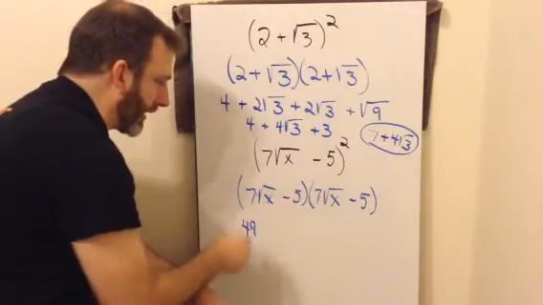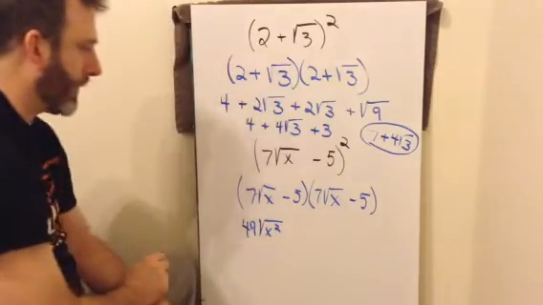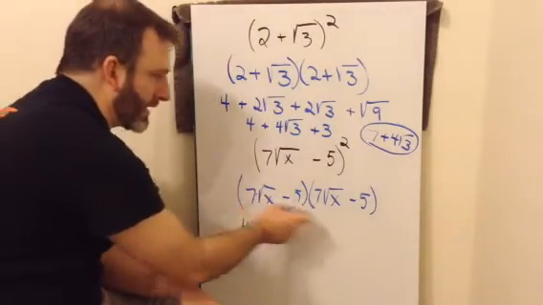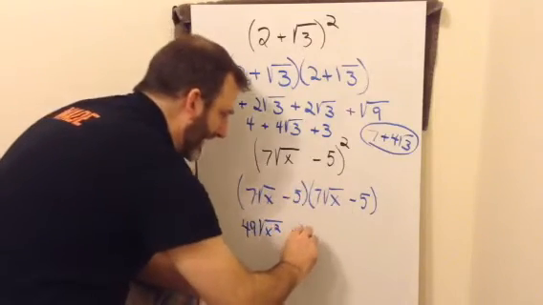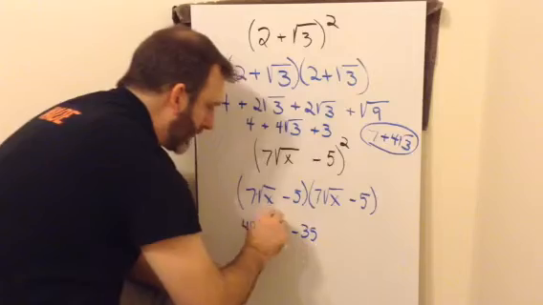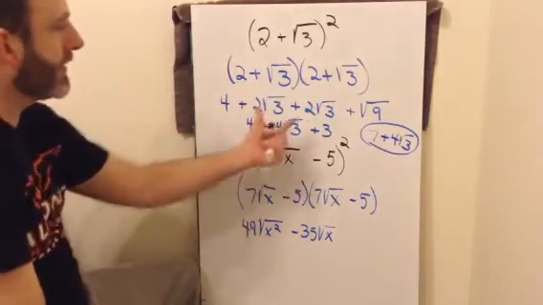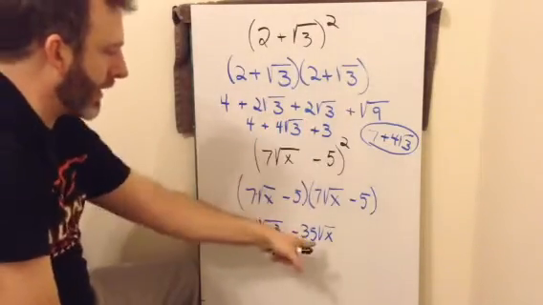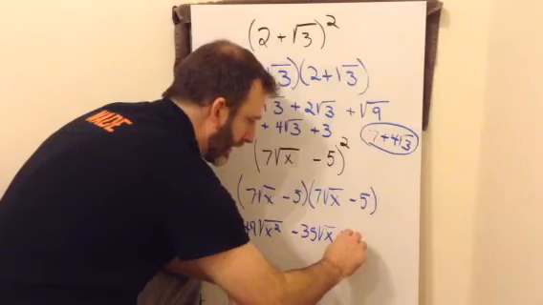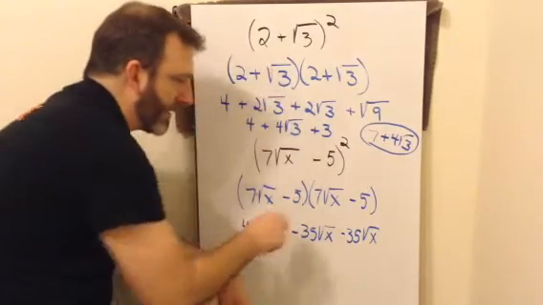Square root of x times square root of x, so square root of x squared. 7 square root of x times negative 5. Coefficient times coefficient. So 7 times negative 5 is negative 35 times square root of x. When you do this, what you'll see is this multiplication is there. It's the same. So I know I'm going to have another one of those. Negative 35 root x.